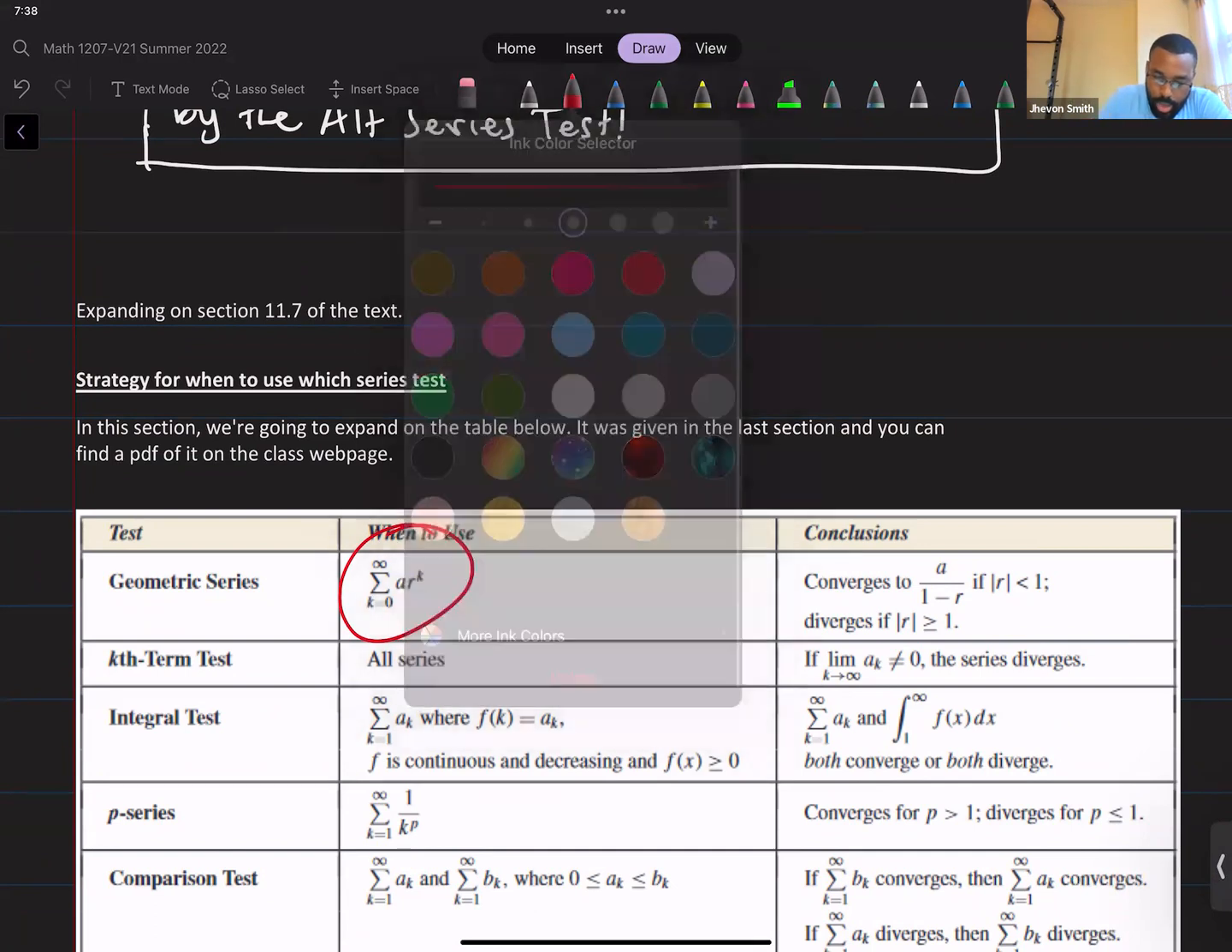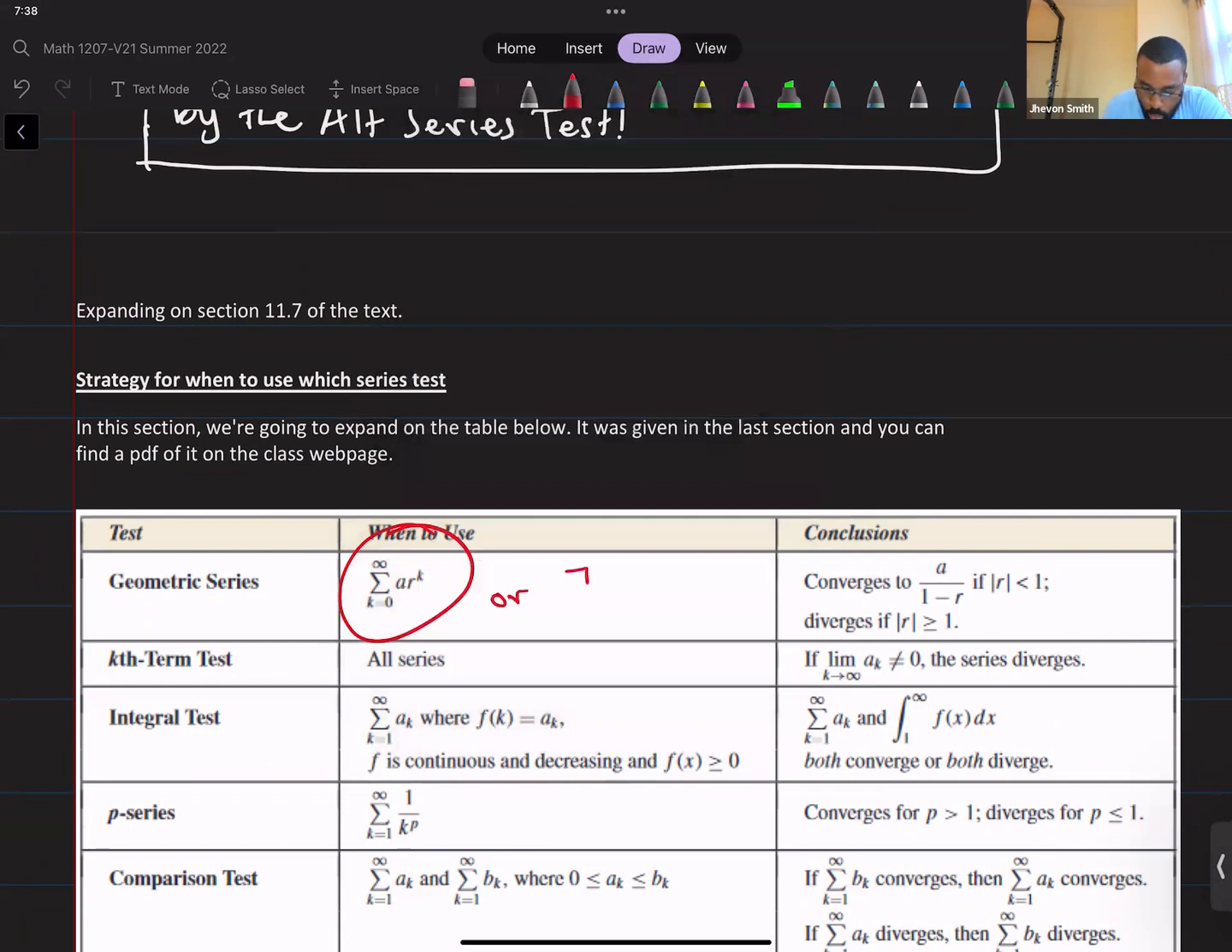Or we know the other form. If we want to start from 1, it's a constant times another constant raised to the n or k minus 1. This table uses k instead of n. It doesn't matter. It's a dummy variable. Hopefully that doesn't confuse you too much, right?